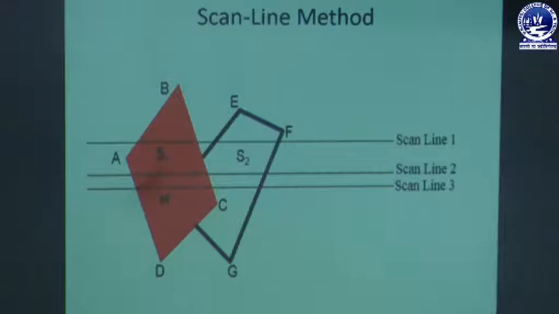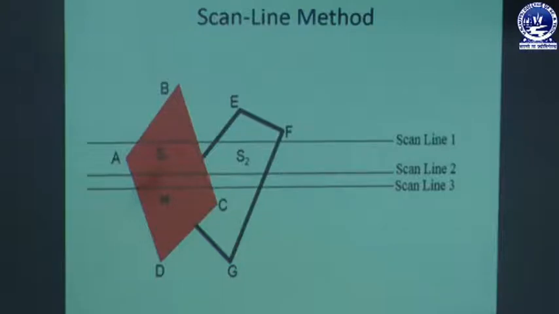For this example, the depth of surface S1 is assumed to be less than that of S2. So, intensities for surface S1 are loaded into the refresh buffer until boundary BC is encountered. Then the flag for surface S1 goes off, and intensities for surface S2 are stored until edge FG is passed.